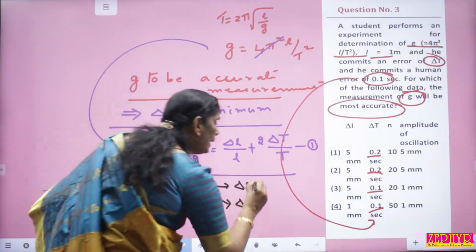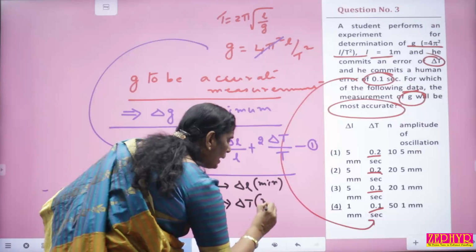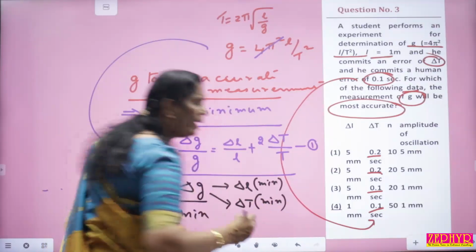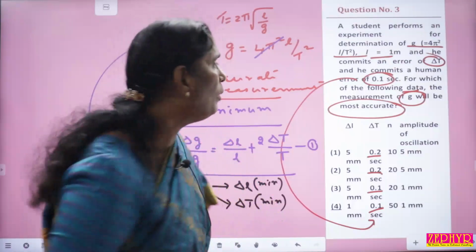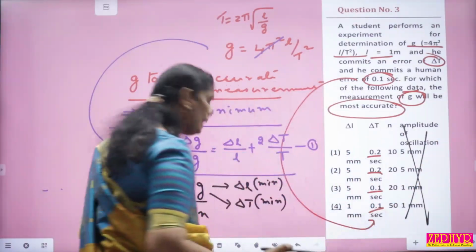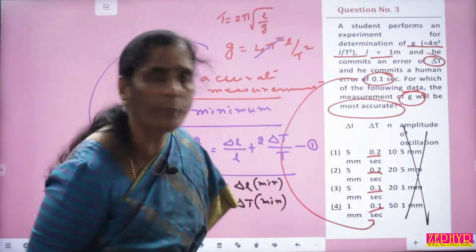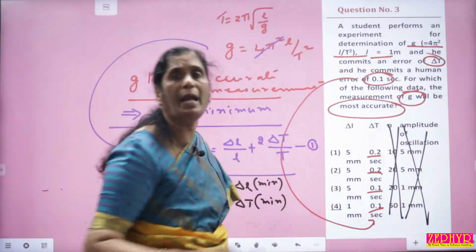So how should we select this? Take the minimum value of delta L, and also take the minimum value of delta T, because delta G depends only on delta L and delta T. What about amplitude? I don't want amplitude because delta G never depends on amplitude. Even the number of oscillations I don't want. That is only for time calculation.